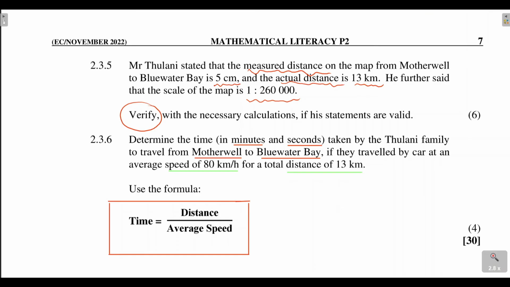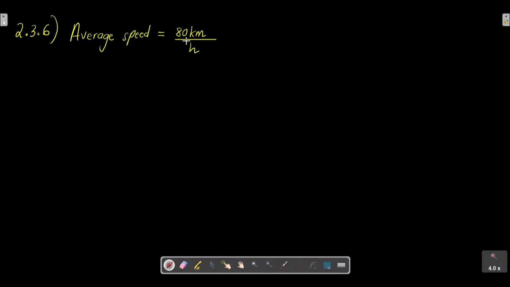So let's write down the information that is given to us. We're given the average speed, the total distance, and the formula that we can use to determine time. Let us write that down. We're given the average speed, and the average speed is 80 kilometers per hour. That is how you write it. And we're given the distance that they traveled, which is 13 kilometers. We're also given the formula that we can use to determine the time. We know that time is equal to distance divided by average speed.